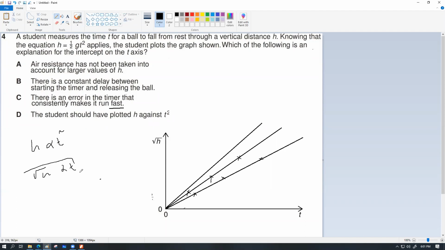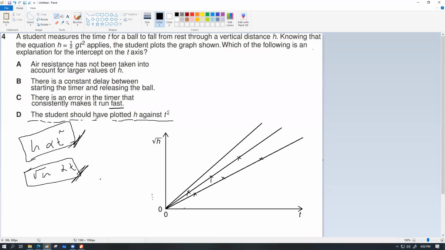So if you have an error in this graph, you're also going to have the same error in that graph as well. If the student did plot h against t square, that error would still be present. If this graph does not pass through origin, there is no reason this graph can pass through the origin. So this does not essentially help us give a reason for what the problem is, I mean, this does not essentially explain the problem.